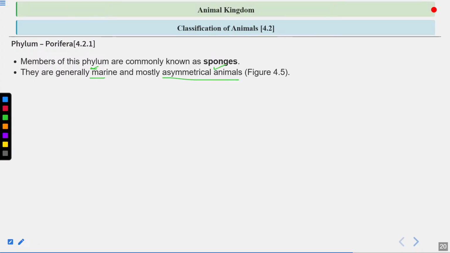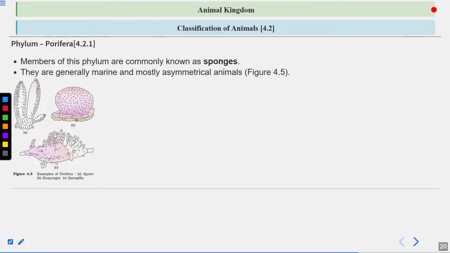And asymmetrical. Now here you understand why we have studied the fundamental features. If we had started from the Porifera, then you would not be able to understand what is asymmetrical, what sir is talking about. Asymmetrical means the body is not having any symmetry, right? So here you can see, if you divide the organism from here, it is not showing any symmetry. If you divide the organism from here, it is not showing any symmetry, right? So asymmetrical animals.